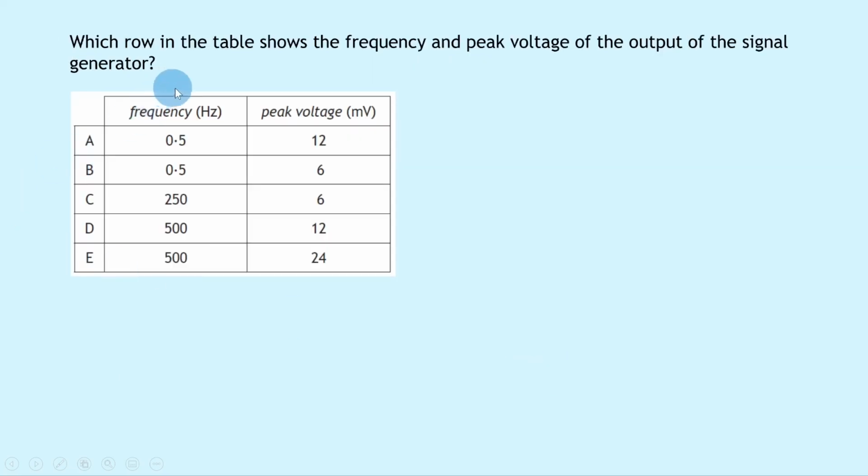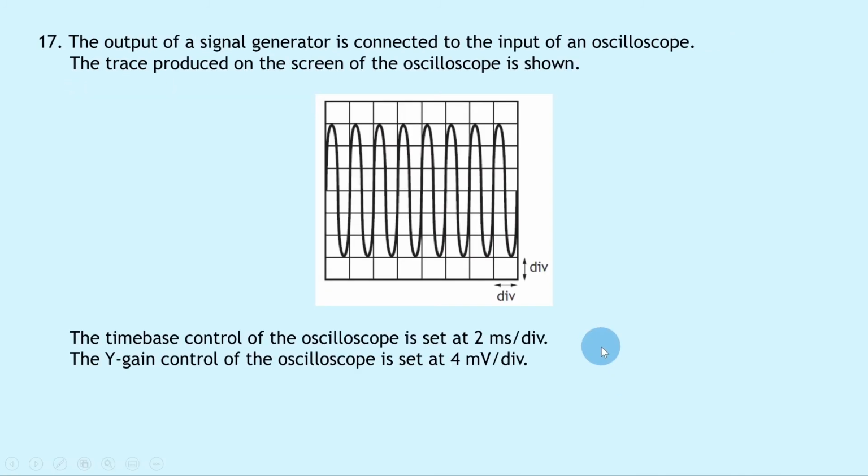It then says which row in the table shows the frequency and peak voltage of the output of the signal generator. Well, let's find the peak voltage first of all, which remember uses the Y-gain setting on the oscilloscope. So the Y-gain controls 4 millivolts per division, and remember, for the peak voltage we need to count how many divisions make up the amplitude of the wave.